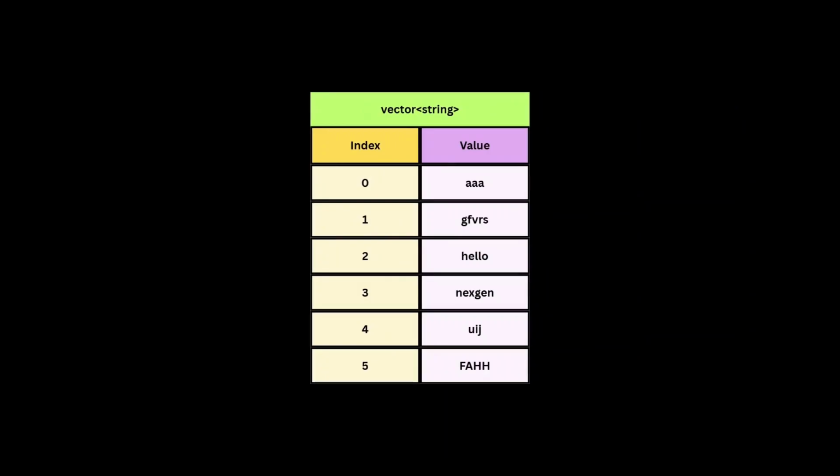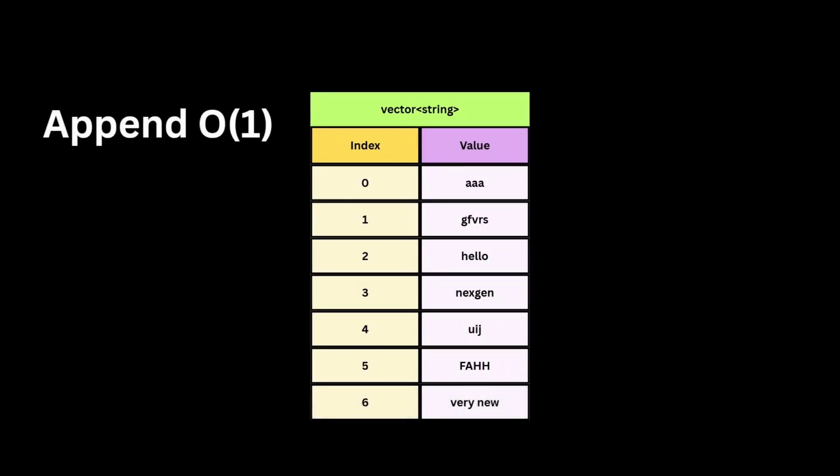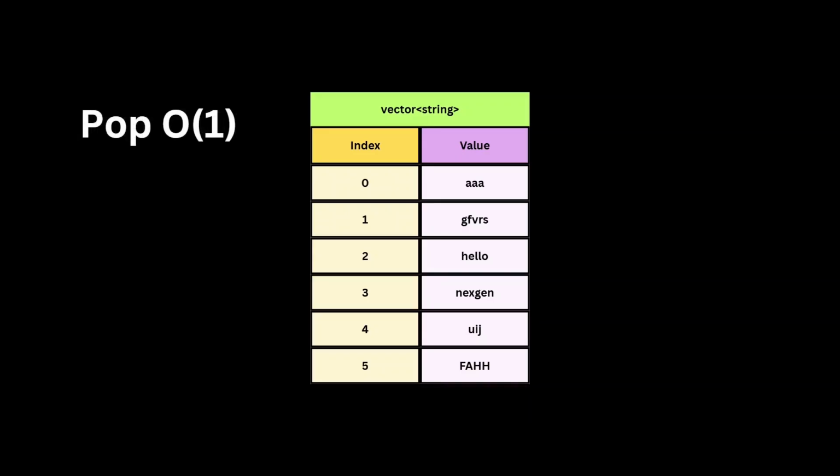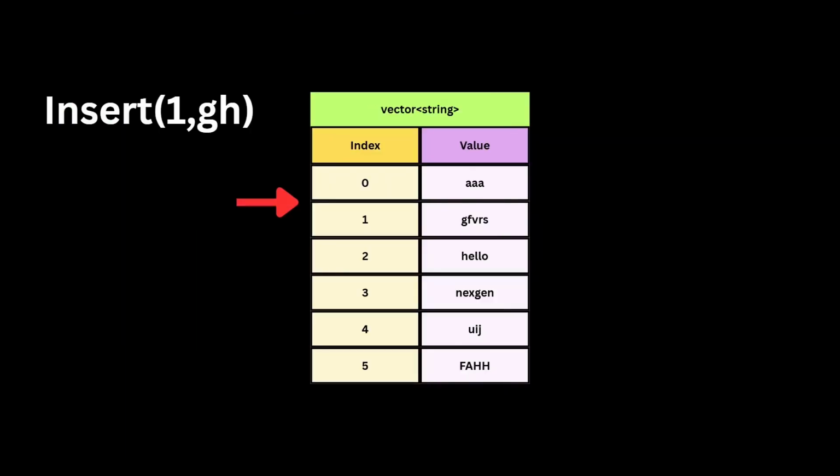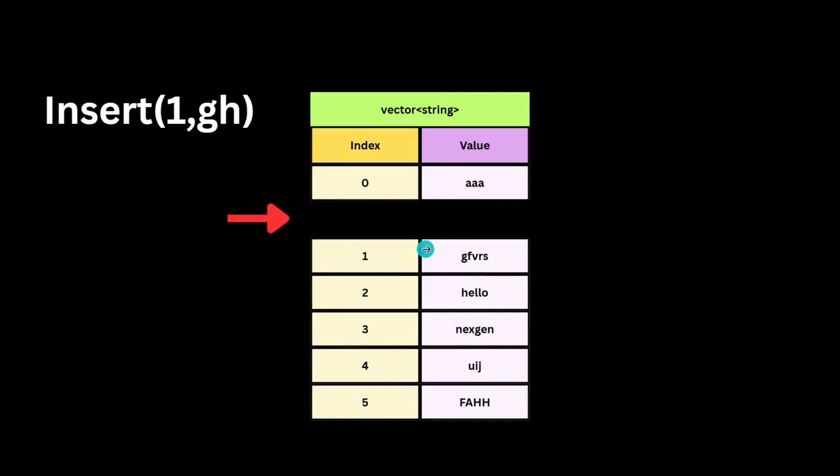And vectors are dynamic. By dynamic I mean you can append any item, you can pop any item, and you can also insert any item you want at a specific place. Let's look at how insert works. To insert an item, you first have to make space for it. So I'll move this part downwards and insert our item here.